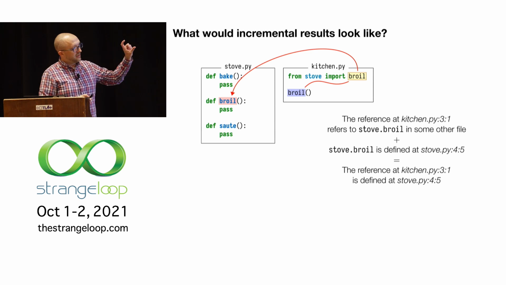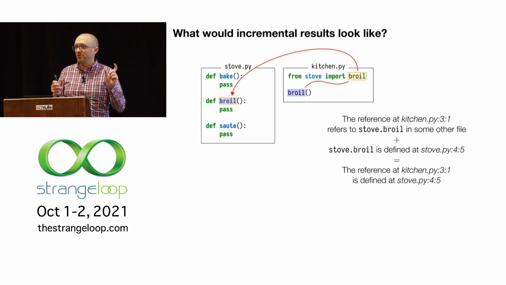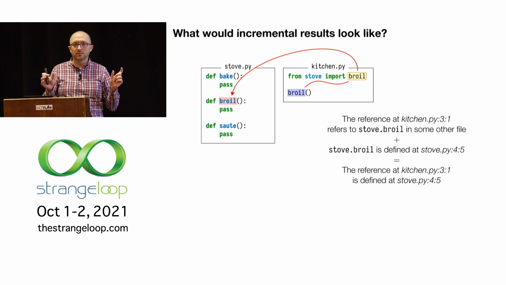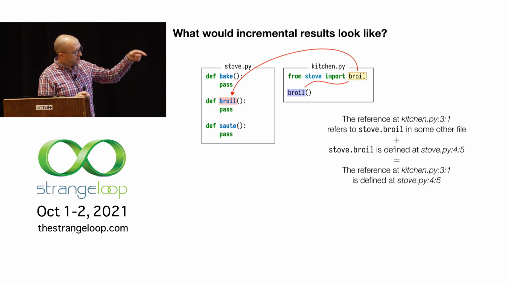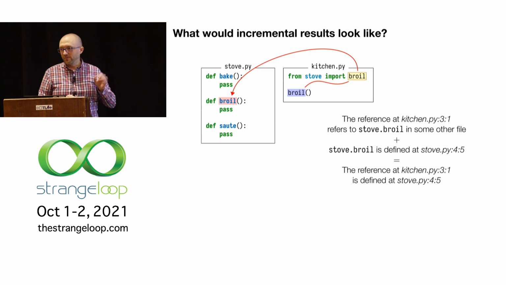And what's nice is that we can actually combine those two facts. You can use stove.broil as a join key or something like that that allows you to merge together or link together those two statements. And what you get if you combine the two is the derived fact at the end, which is that the reference at kitchen.py 3.1 is defined at stove.py 4.5.